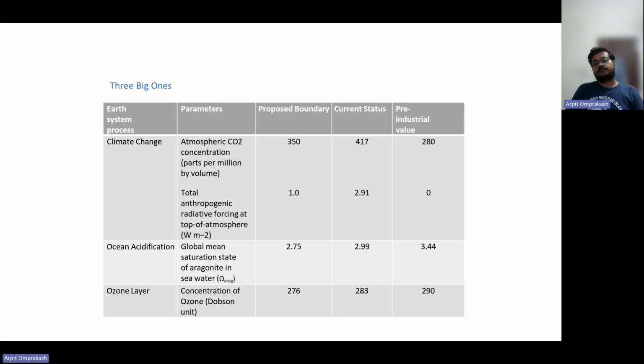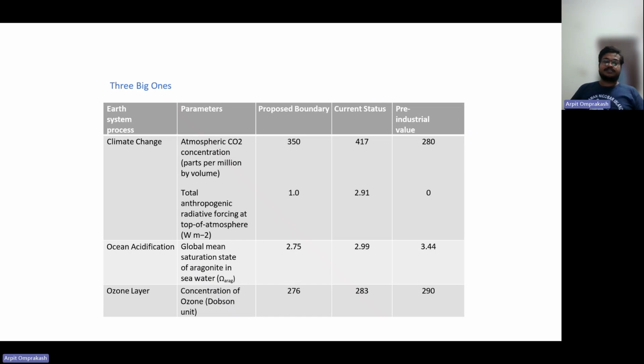The proposed boundary for these two are respectively 350 and 1. However, the current status is quite high, which is 417 and 2.91 compared to the proposed boundary. And we can see the pre-industrial values were well within the proposed boundary. So these are aspects in which we need to change and improve. Mostly due to the greenhouse gas effect and other things, it is leading to a higher atmospheric carbon dioxide concentration and higher anthropogenic radiative forcing.